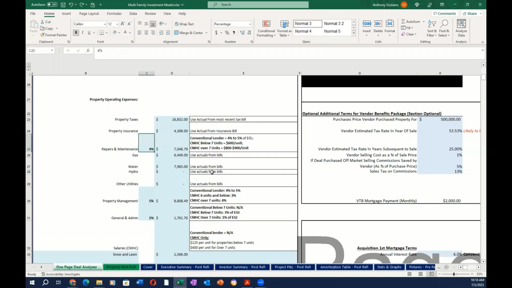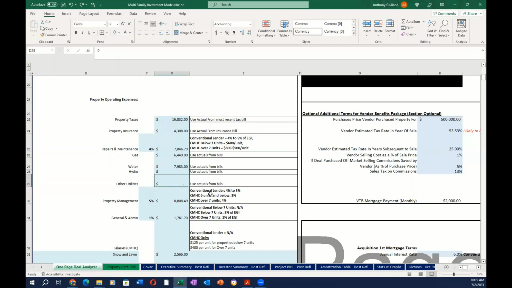Again, it's up to you to understand how the specific lender who's going to be providing you your mortgage will underwrite this, at which point you can tweak these assumptions. I've just entered in some notes here to have some rough rules of thumb on how different lenders may underwrite different things. The next is utilities. So, the gas will be provided by the gas bills on the property that the vendor will provide you. Water, same thing. Hydro on this building, the tenants actually pay their own hydro and they're separately metered. So there's no real hydroelectric expense.